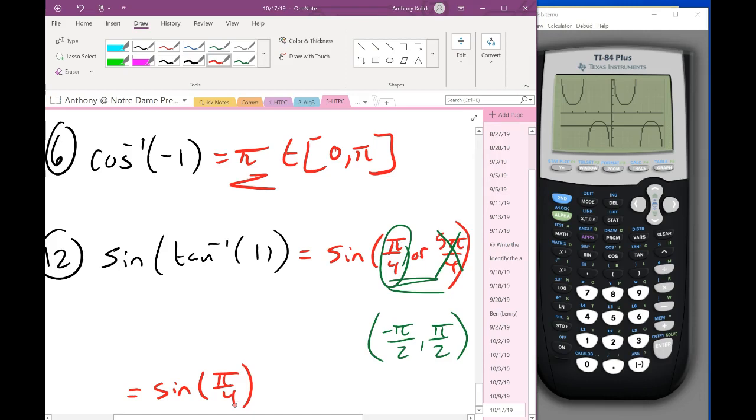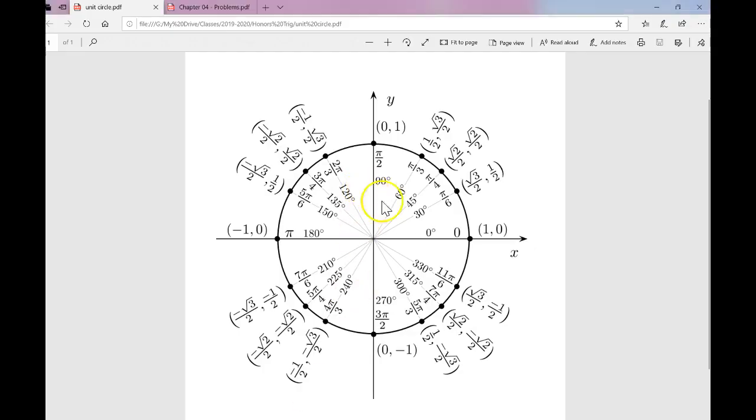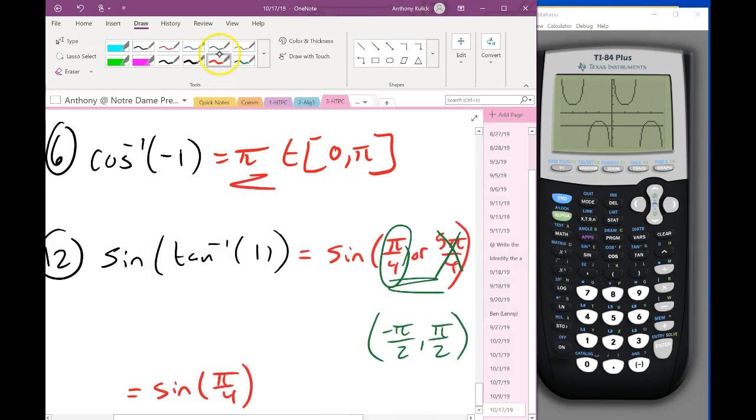Okay. Are we good with how I've gotten to here? Okay. Last step. I'm going back to the unit circle, and I'm going to find pi over 4. Sine of pi over 4 is the y-coordinate. So I'd answer this as root 2 over 2. Feel okay there? Good. Amazing. You're so enthusiastic. I love it.